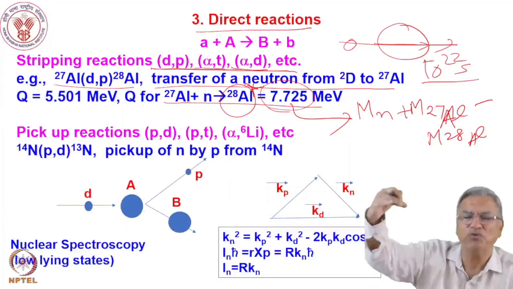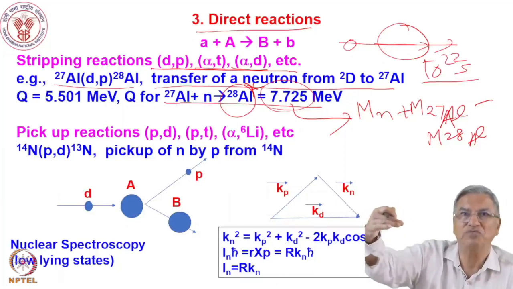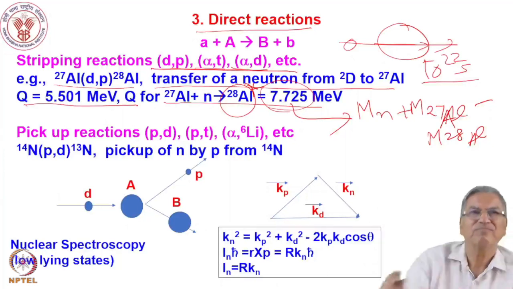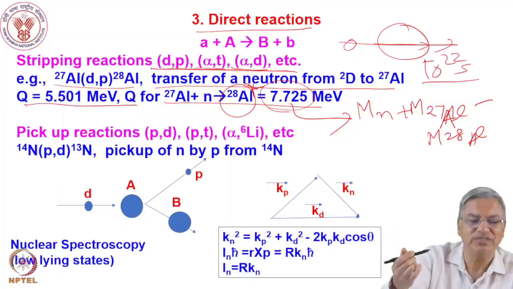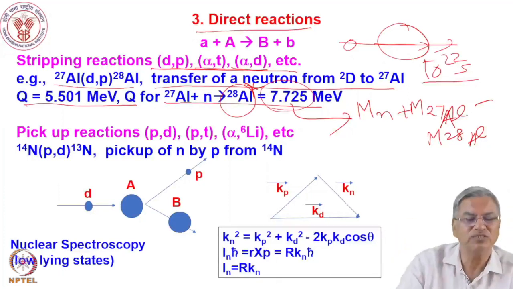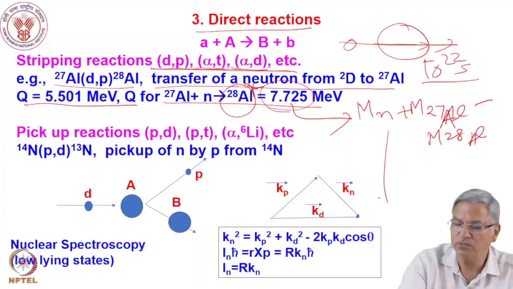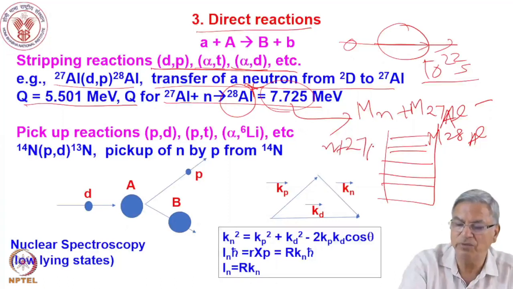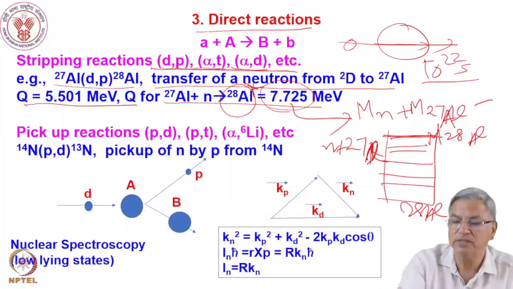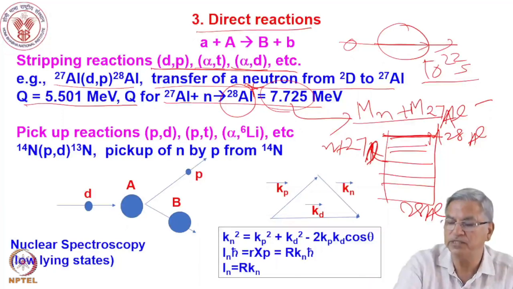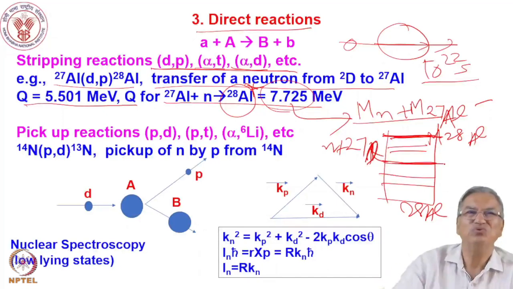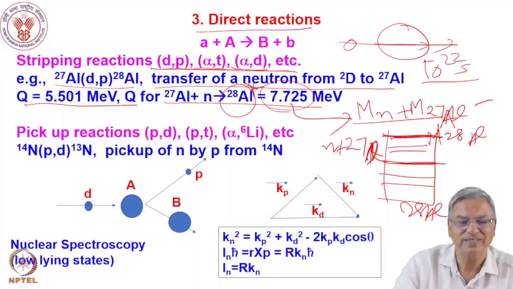So the de-excitation of aluminum-28 from 7.7 MeV will take place by the emission of gamma rays, whereas with the (d,p) reaction you are not exciting it to that high energy, because the Q value is different for this reaction. So if you consider the nucleus in a different excited state, neutron plus ²⁷Al giving ²⁸Al, in the case of the neutron capture reaction you may populate it here. But in the case of the (d,p) reaction, you may populate it here. And so you see a different energy state populated in this kind of stripping reaction.